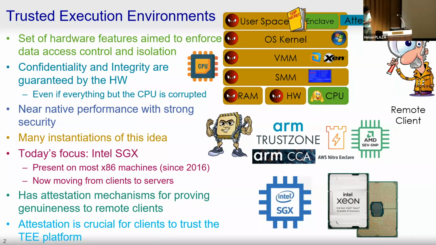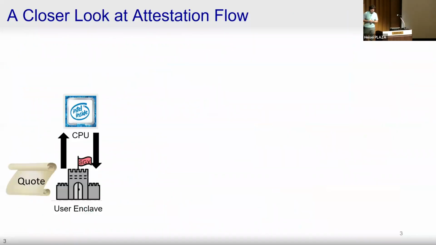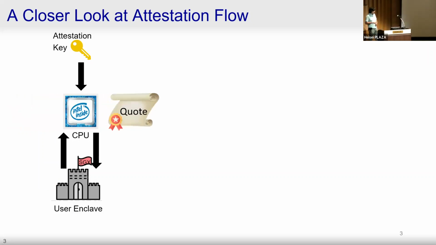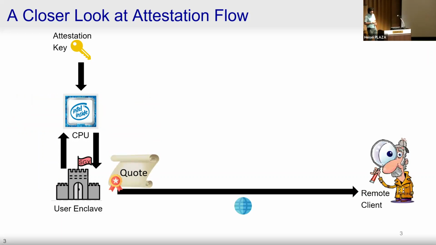Now, because attestation is so critical to trust in SGX, I'm going to spend another slide on how the attestation flow actually works. So let's say we have some user enclave trying to prove that it's genuine and should be trustworthy. Well, it issues a thing called a quote, which is its own ID. This goes into the processor. The processor has an attestation key. It signs the quote. And then this quote is returned to the user enclave, now signed by the hardware, and goes all the way across the internet to a remote client. The remote client can't verify the quote by himself.